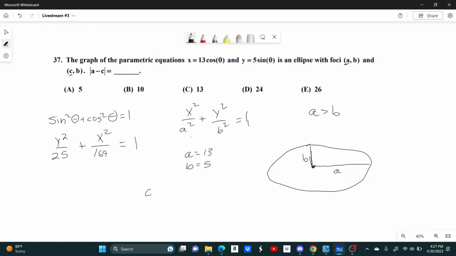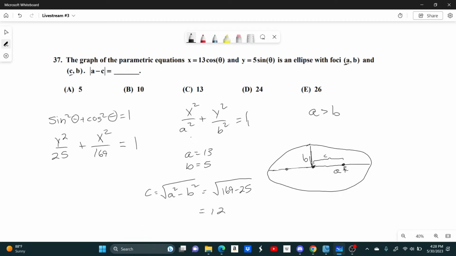We can find our focal length, which is just the distance from the center to the focus. So this length right here is c. It kind of looks like the Pythagorean theorem, but it's a little bit different. c is going to be the square root of a squared minus b squared. So a squared minus b squared would be 169 minus 25, which I think is a Pythagorean triple. So this gives you 12. So our focal length is 12, the distance from the center to the focus.